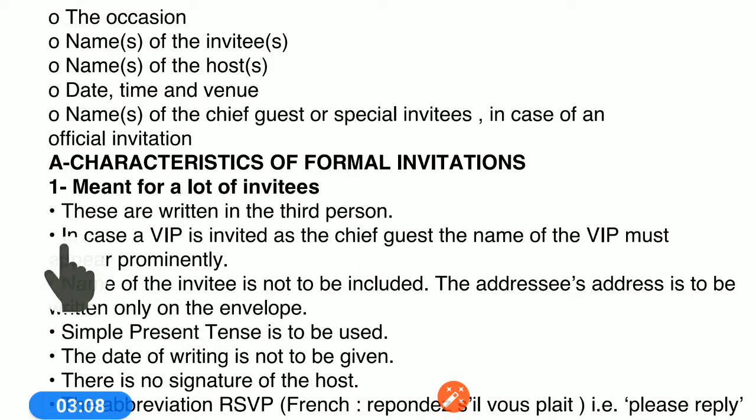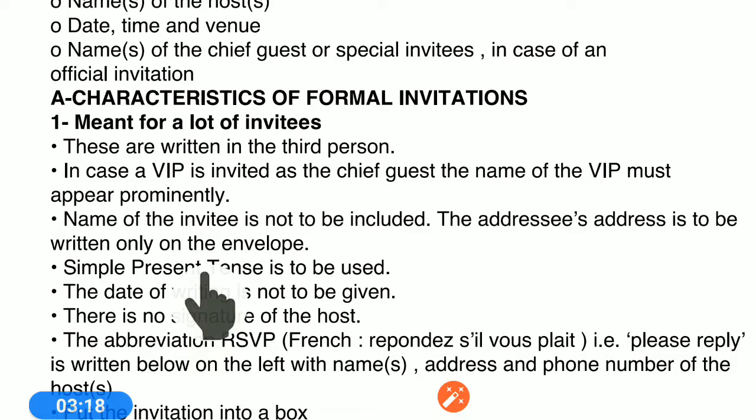Number one. Second, in case a VIP is invited as the chief guest, the name of the VIP must appear prominently. Okay, we have to write the invitee's name and designation very prominently. The name of the invitee is not to be included. The address is to be written only on the envelope. We don't write the name of the invitee on the formal invitation, but the address is to be written on the envelope. Then simple present tense is to be used. We are writing in the third person, please note, but we have to use only simple present tense.